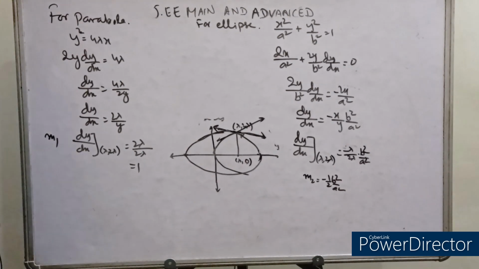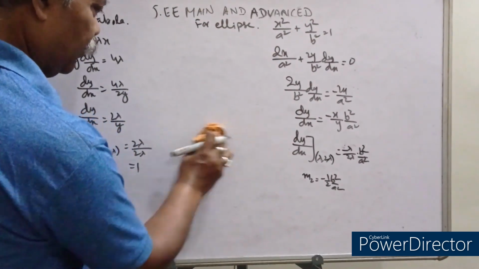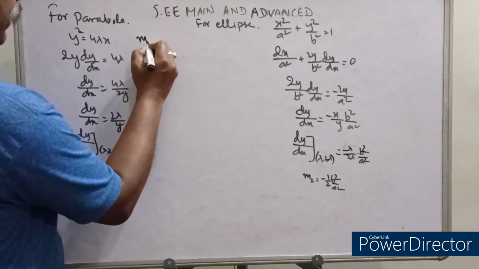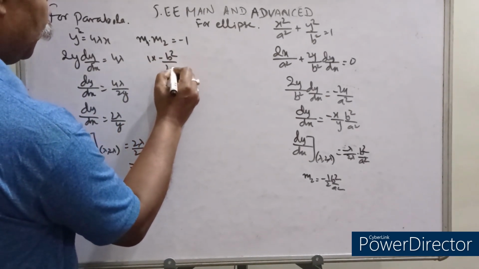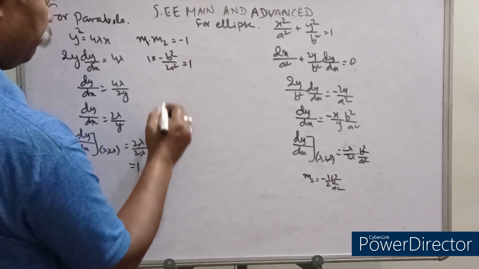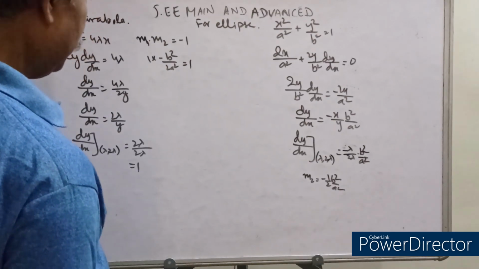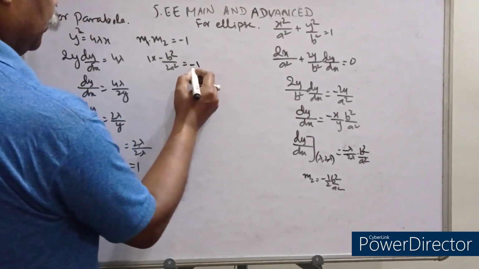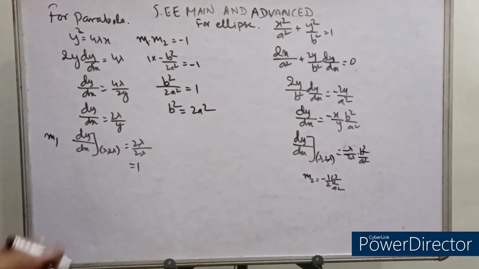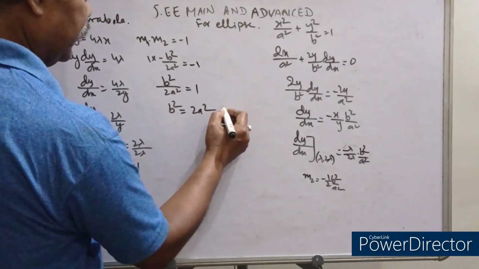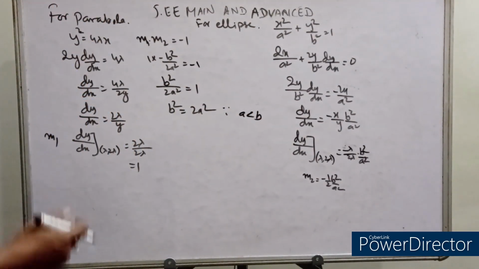This is your m2. Now because these two tangents are perpendicular, m1 into m2 will be equal to minus 1. So m1 is 1, into minus b square by 2a square, is equal to minus 1. So b square by 2a square is equal to 1. So b square is equal to 2a square. Since b square is equal to 2a square, this automatically tells you that a is less than b.